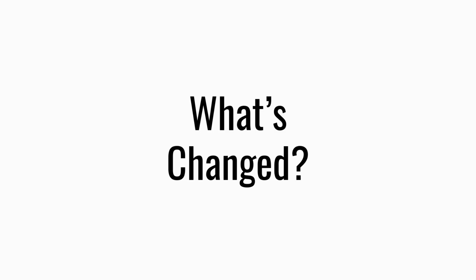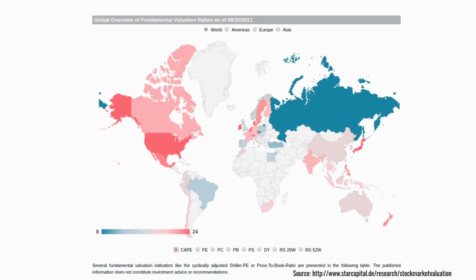Let's start out by looking to see what's changed since the last time I updated my portfolio. Star Capital produces this valuation map of the world. The expensive regions are in red and the cheap regions are in blue. And the valuation measure we're looking at here is the cyclically adjusted price to earnings ratio developed by the Nobel laureate Robert Shiller. What the CAPE measure tells you is the number of dollars people are willing to pay for every dollar of earnings generated over the last decade.